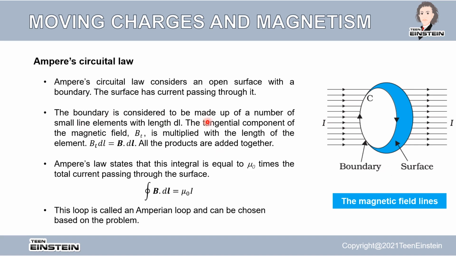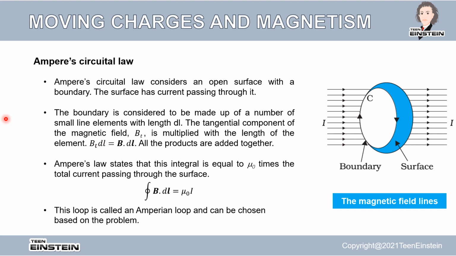This boundary is considered to be made up of a number of small elements with length dl. So we will just take this boundary and divide it into small line elements, each with length dl. The tangential component of the magnetic field is Bt. This magnetic field is produced by the current that is flowing through here. So the magnetic field strength along the loop is now Bt. If you want to calculate Bt dl, then you can integrate it over the circuit, and you will get the overall tangential component multiplied with the length of this loop.